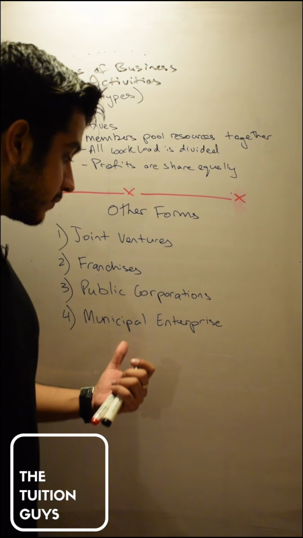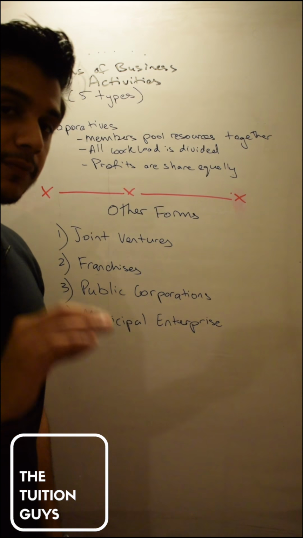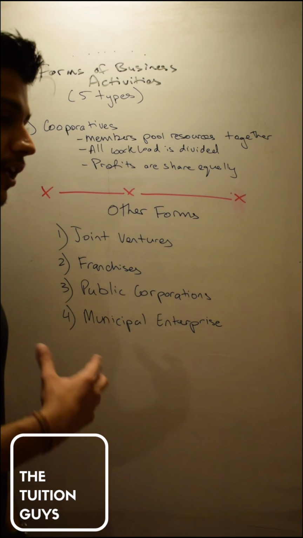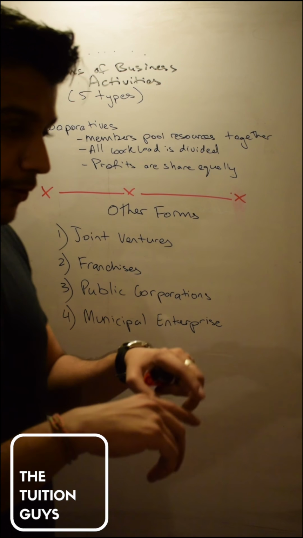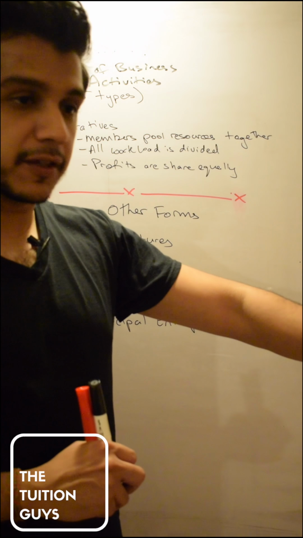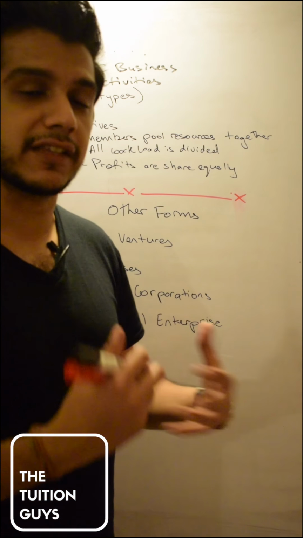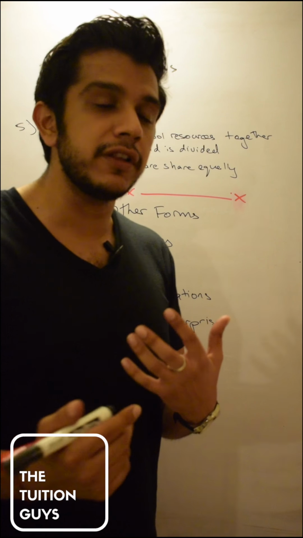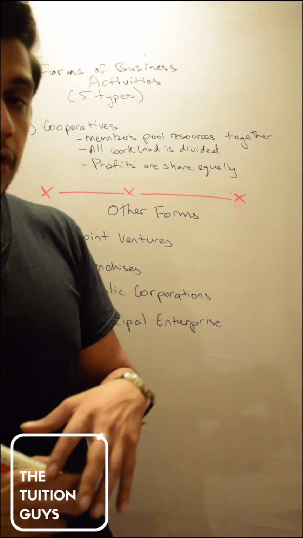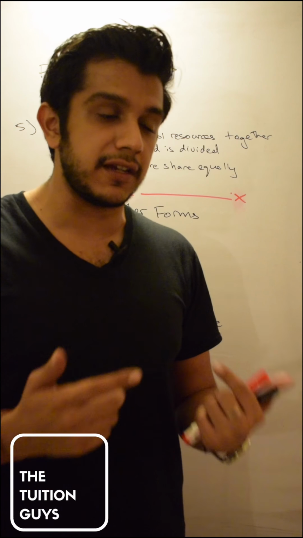And the last form is a municipal enterprise. All right, a municipal enterprise is when the local government body, like let's say the mayor of Karachi, appoints someone to take care of, say, the bus industry of Karachi, and they take care of that service. Again, these are relatively smaller groups taking care of the services within that vicinity, within that area.